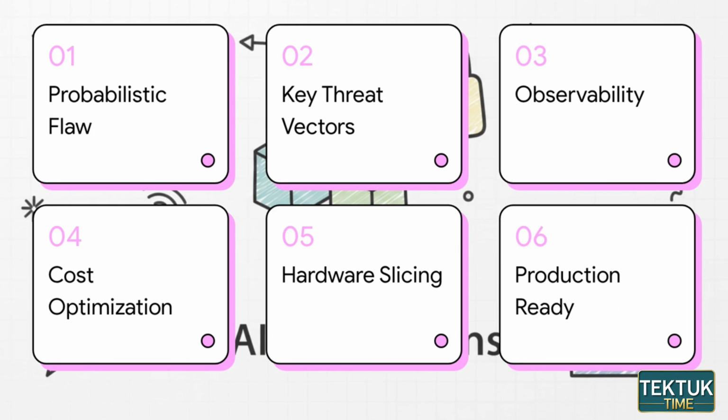Here is our syllabus for today's capstone lecture. We'll be covering: 1. The deterministic versus probabilistic flaw. 2. Identifying key threat vectors. 3. Real-time observability and logging. 4. Infrastructure and cost optimization. 5. Hardware slicing and technical ROI. And finally, 6. The production-ready architecture. Let's get right into it.